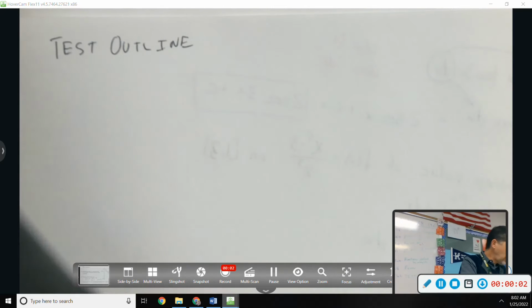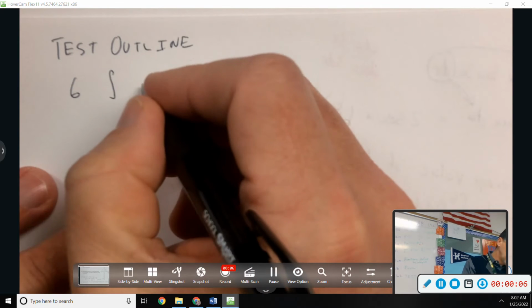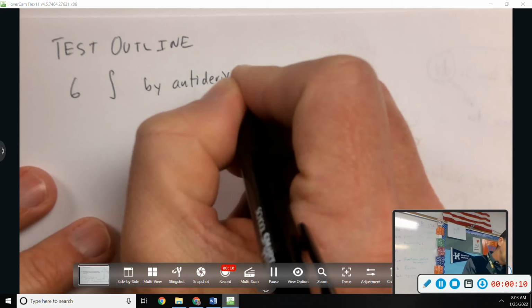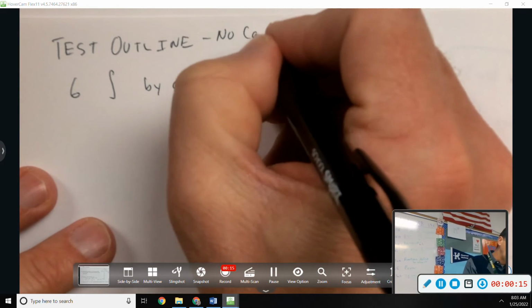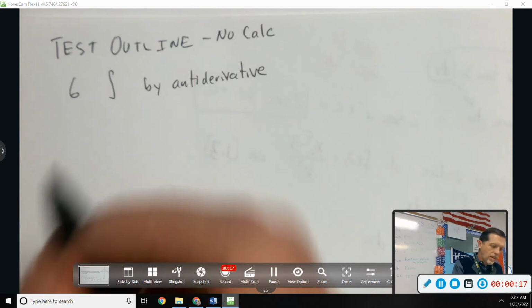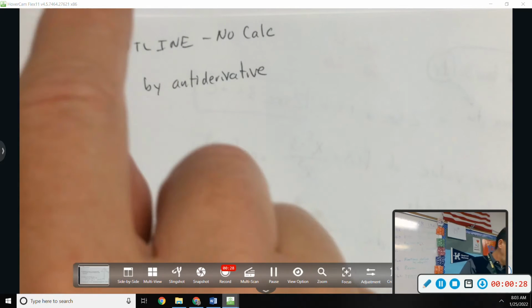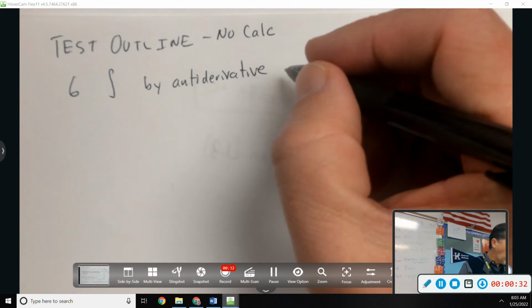All right, so the test outline, this is even in order. 6 integrals by antiderivative, meaning not by area, and not by calculator because it's a no calculator test. So every time we see an integral, there's sort of 3 options. Antiderivative by hand, let the calculator do it, or do the area. Calculator is not an option for this test, so first 6 antiderivative by hand.